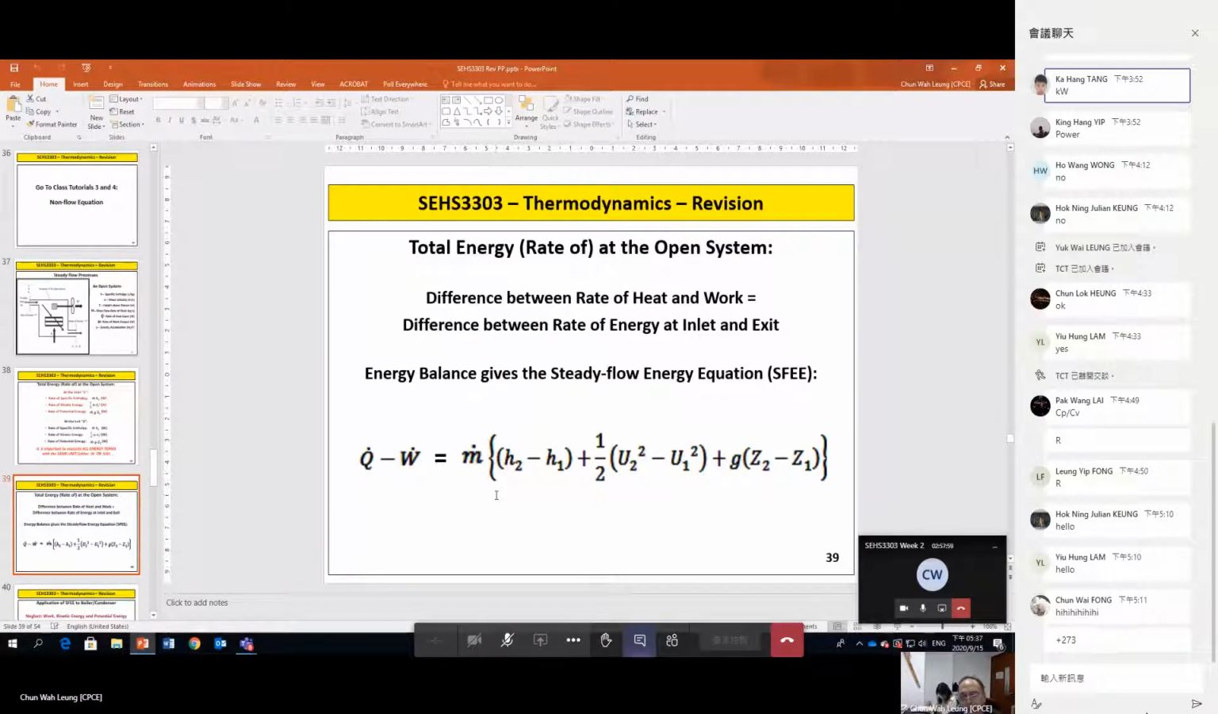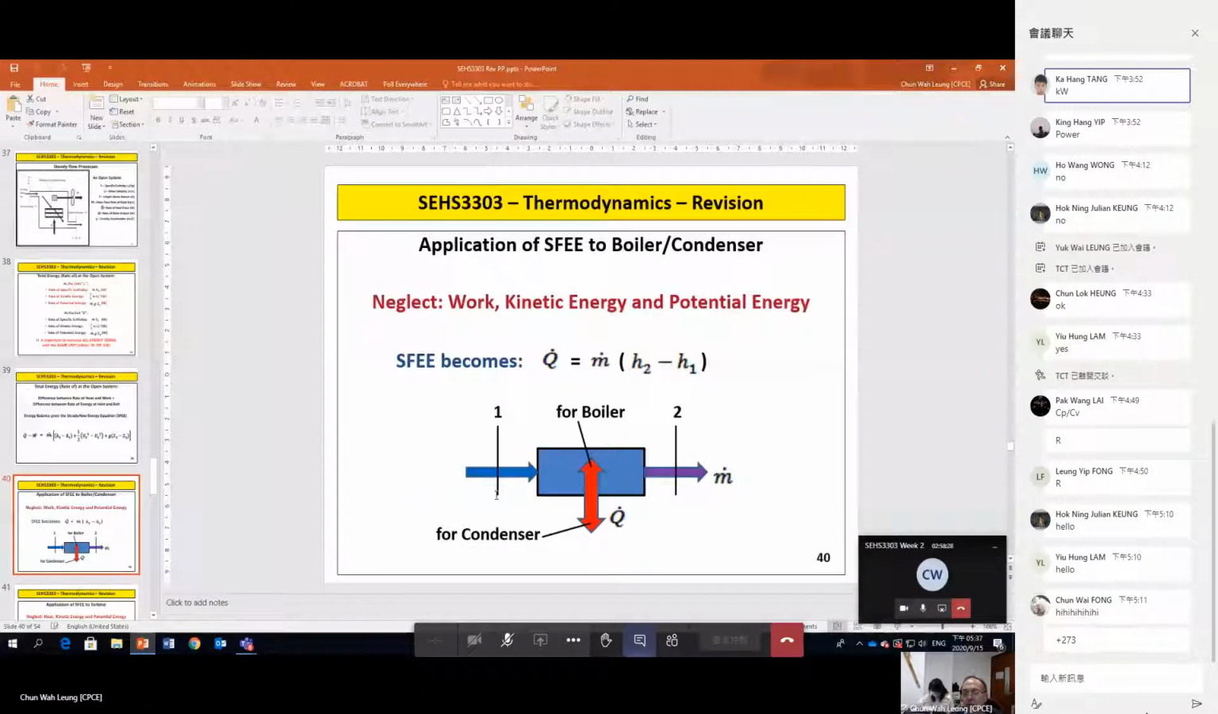So in order to help us to use this equation, we normally rely on making some reasonable and good assumptions. Simplify the equation first. For example, in front of me, it is a boiler. So this flow system is a boiler.